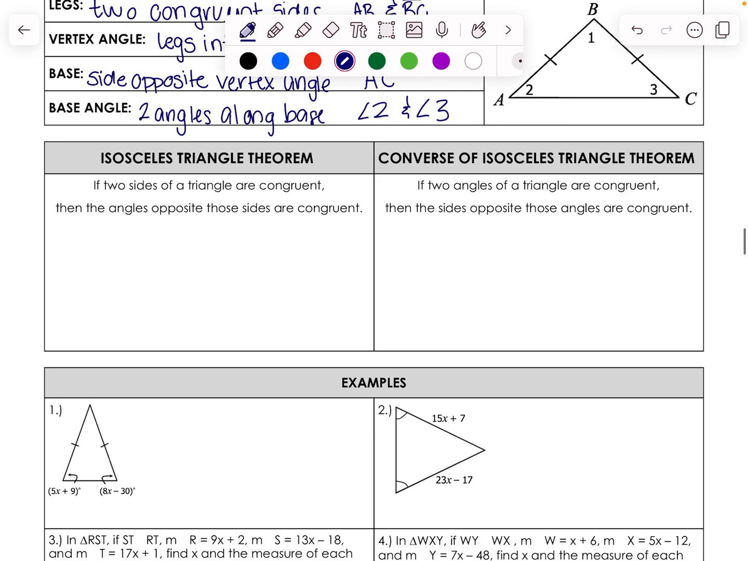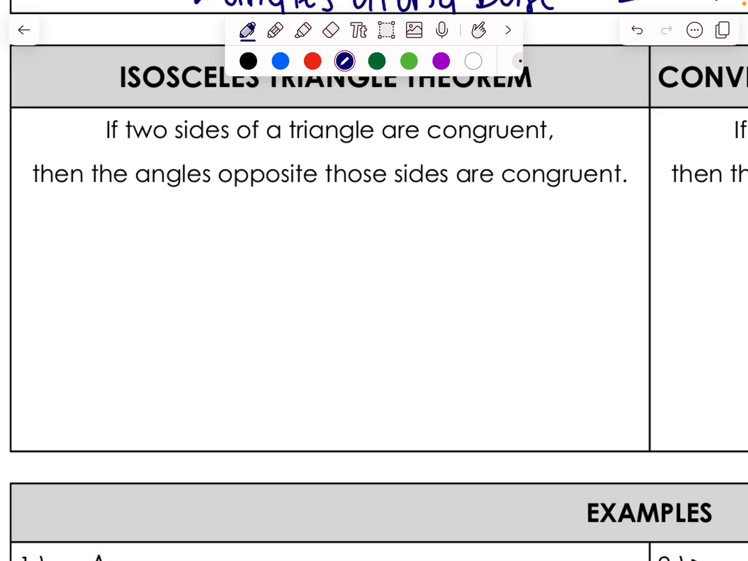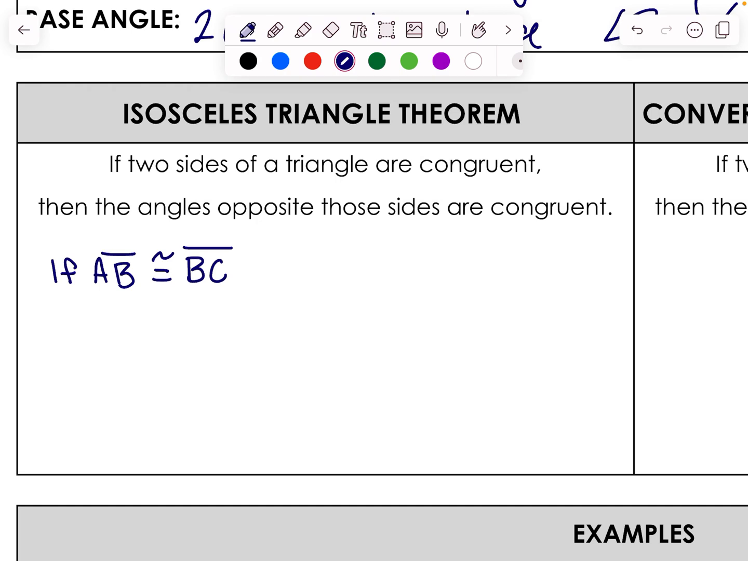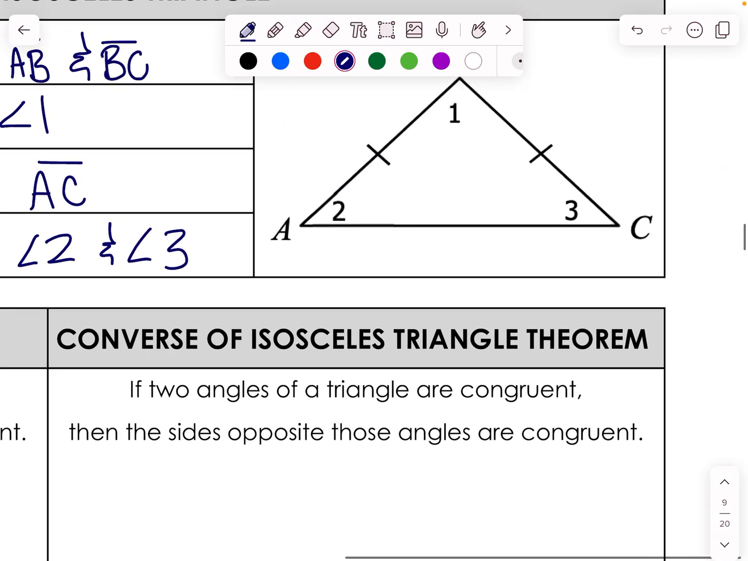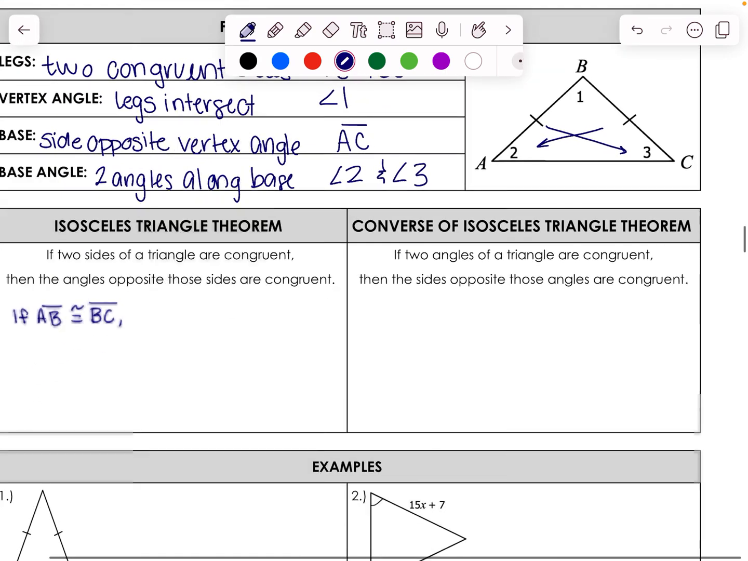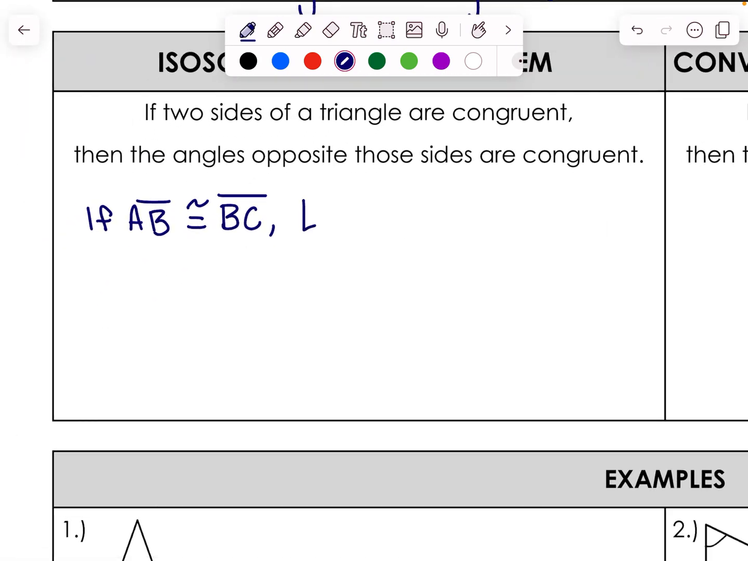All right, so then we have our isosceles triangle theorem. What that says is if two sides of a triangle are congruent, then the angles opposite those sides are congruent. Let's refer to our picture above. If AB is congruent to BC, so those are our two sides, then our angles opposite those sides are congruent. Opposite BC is angle 2, opposite AB is angle 3. So we would say angle 2 is congruent to angle 3.